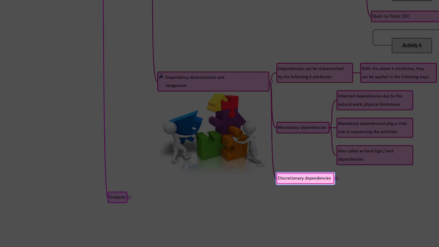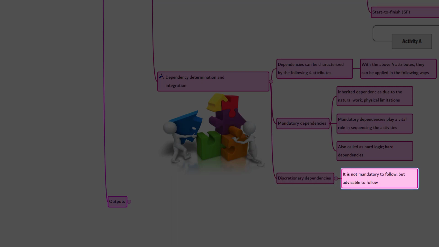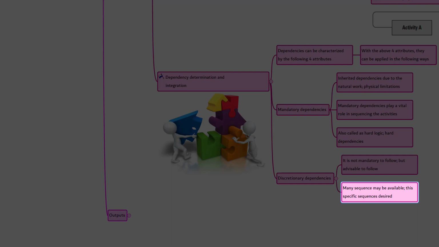Now, let's talk about the next one, discretionary dependencies. Synonym for discretionary is optional or flexible. It's not mandatory to follow the discretionary dependencies, but the sequence is identified based on the best practice. So it's preferred to follow the sequence. The specific sequence is desired even though other acceptable sequences may exist. For example, during construction, it's preferred to complete the plumbing work first, then the electrical work.